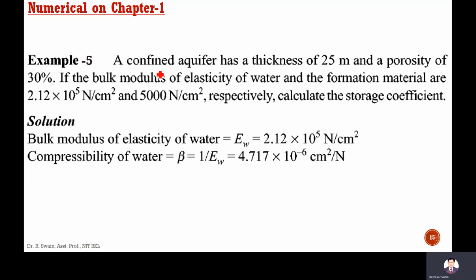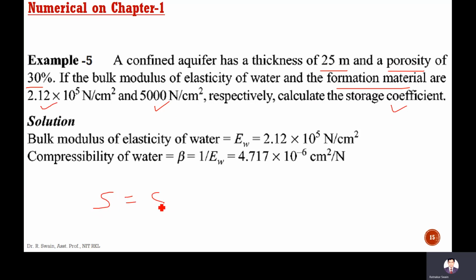Another problem, the last problem. A confined aquifer has a thickness of 25 meter and porosity of 30%. Porosity is given and aquifer thickness is given. The bulk modulus of elasticity of water and the formation material, means the soil, is given. For water it is 2.12 into 10 to the 5 Newton per cm square, and for soil it is 5000 Newton per cm square respectively. Calculate the storage coefficient, means storativity.